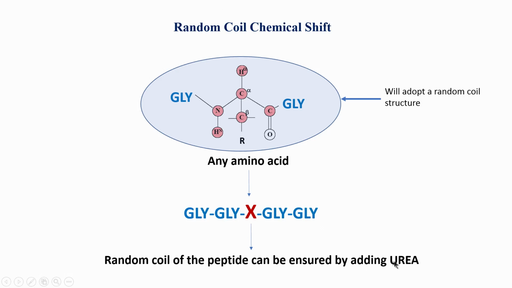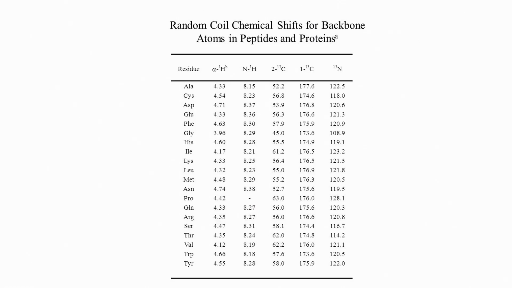When you read the literature, you will notice that the random coil chemical shifts are mentioned as calculated based on a pentapeptide GGXGG which was dissolved or prepared in urea. So, this is how random coil chemical shift values are obtained, and they are very important for the CSI method, which we will discuss. You can see this is how a table is prepared for random coil.